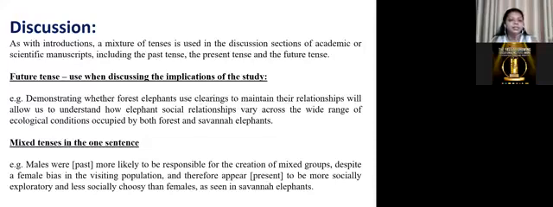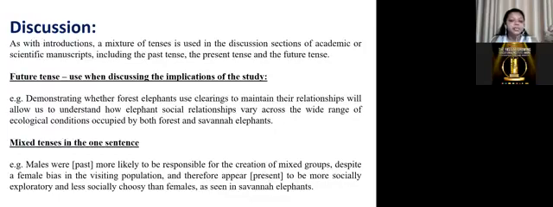Okay, now let's see how we are going to use the future tense. Now future tense you can specially use when you're talking about the implications of the study. Okay, so let's see.